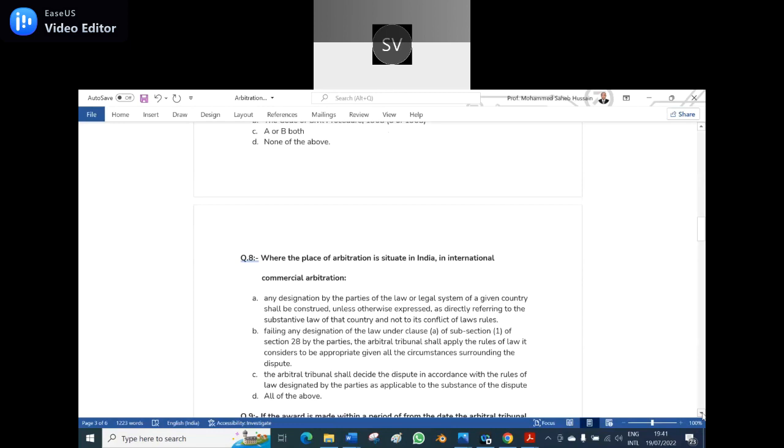Option B, failing any designation of the law under clause A of subsection 1 of section 28 by the parties, the arbitral tribunal shall apply the rules of law it considers to be appropriate given all the circumstances surrounding the dispute. Option C, the arbitral tribunal shall decide the dispute in accordance with the rules of law designated by the parties as applicable to the substance of the dispute. Option D, all of the above. Option D, madam. Yes, correct answer.